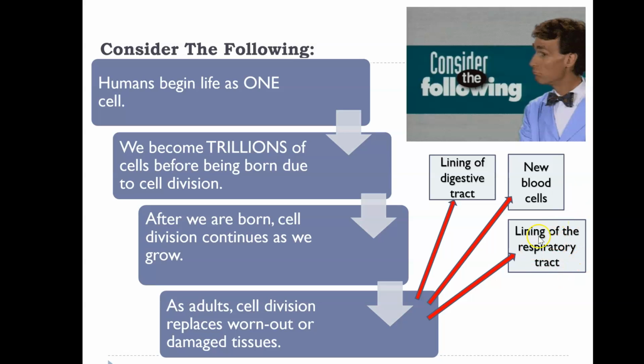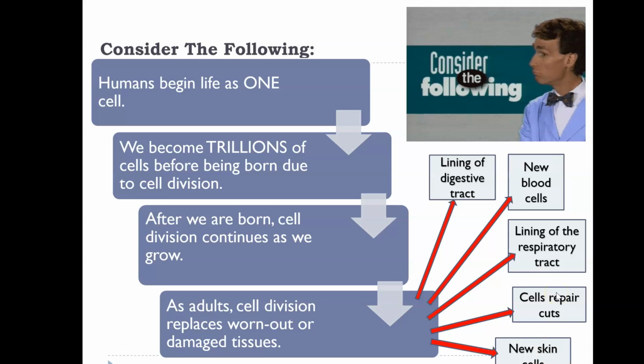And the lining of the respiratory system is always being damaged. The respiratory tract includes your nasal cavity, and you're constantly breathing in things that are damaging the cells lining that nasal cavity. So we need to be able to replace those cells that are worn out or damaged. New skin cells, when we cut ourselves, there's a multitude of different reasons we need cell division to take place.